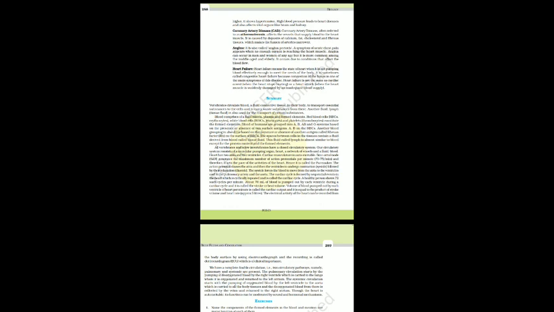Sinoatrial node, SAN, generates the maximum number of action potentials per minute, 70 to 75 per minute, and therefore, it sets the pace of the activities of the heart. Hence it is called the pacemaker. The action potential causes the atria and then the ventricles to undergo contraction, systole, followed by their relaxation, diastole. The systole forces the blood to move from the atria to the ventricles and to the pulmonary artery and the aorta.